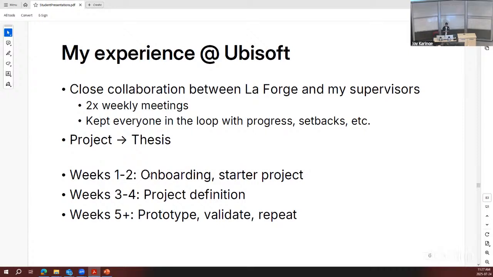Time structure wise, the first 2 weeks or so were just onboarding and a bit of a starter project to get me up to speed with Ubisoft's infrastructure and their frameworks. The next 2 weeks, we spent nailing down our project, what we wanted to work on, and what we saw would be a good fit for my limited time there. And after that is just your traditional: you prototype, you validate the results, and you repeat and refine your research.